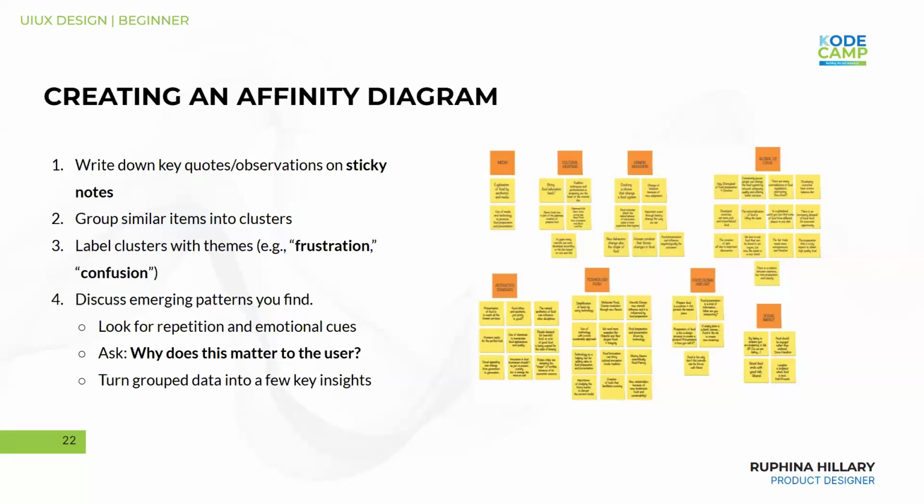So here, first of all, we write the key notes, the key observations or key quotes on sticky notes. Then we group similar items into clusters. We label the clusters with themes like frustration, confusion. Then we discuss emerging patterns that you find. Look for repetition and emotional cues. Turn grouped data into a few key insights and ask yourself, why does this matter to the user?